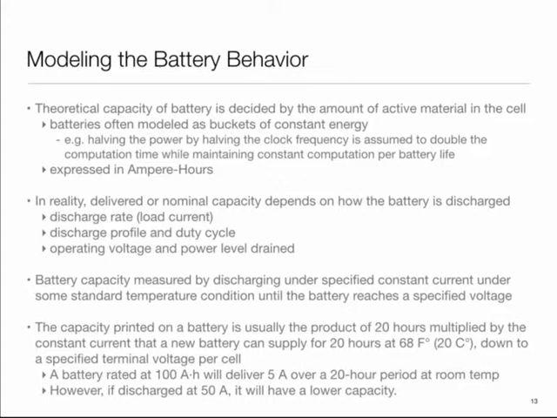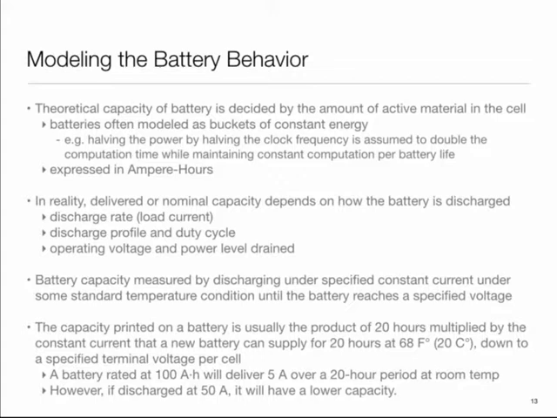So if a battery says that it's a 100 ampere hour battery, what that means is that it will deliver 5 amp over a 20-hour period. You divide this by 20, because that's the hour part. So it's basically saying that it will deliver 5 amp over a 20-hour period at room temperature.